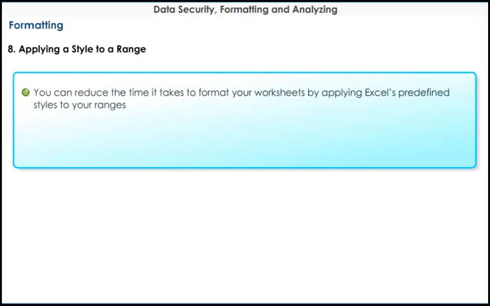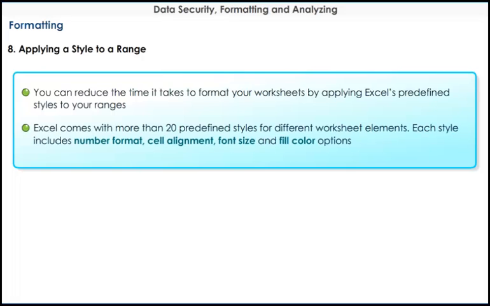Applying a style to a range. You can reduce the time it takes to format your worksheets by applying Excel's predefined styles to your ranges. Excel comes with more than 20 predefined styles for different worksheet elements. Each style includes number format, cell alignment, font size, and fill color options.